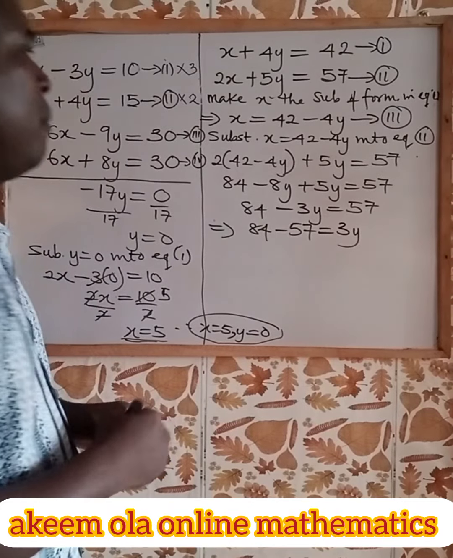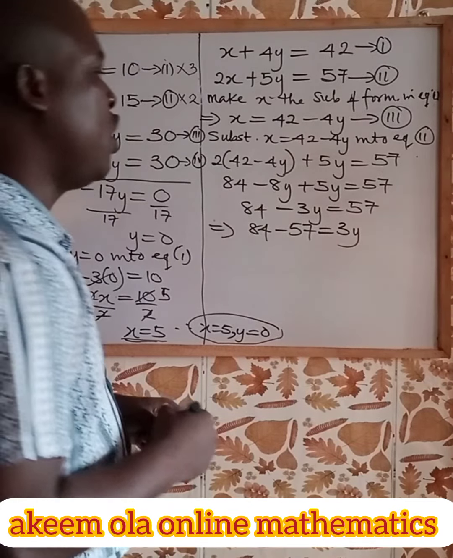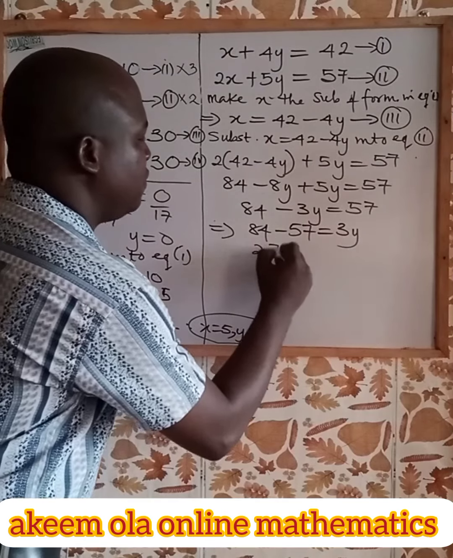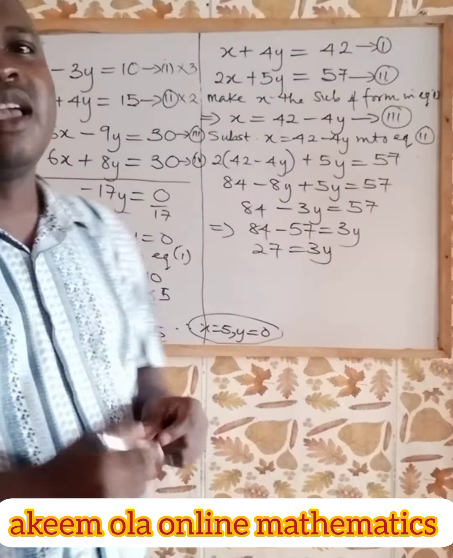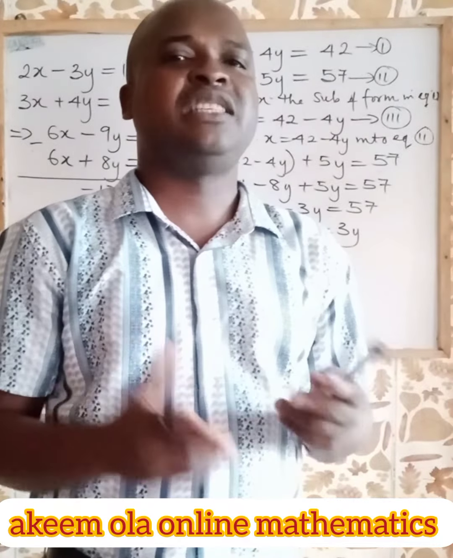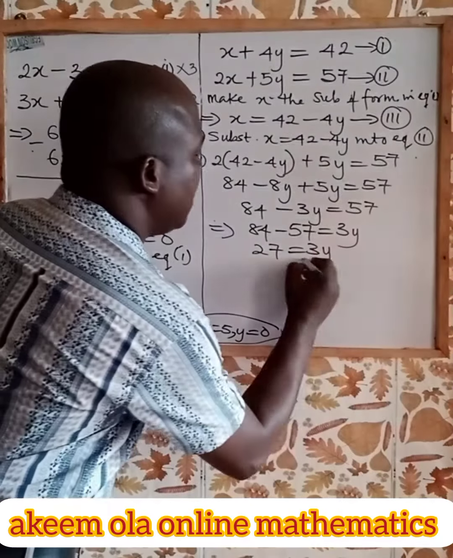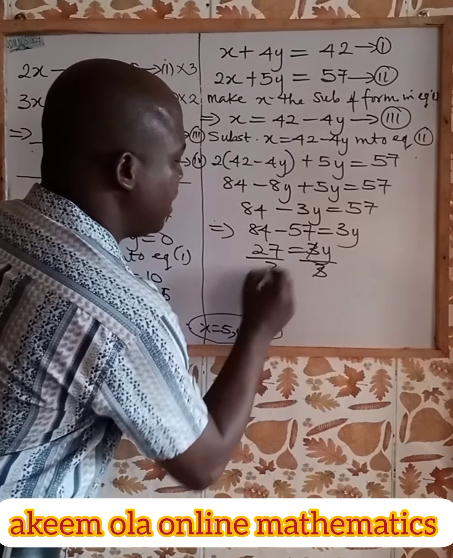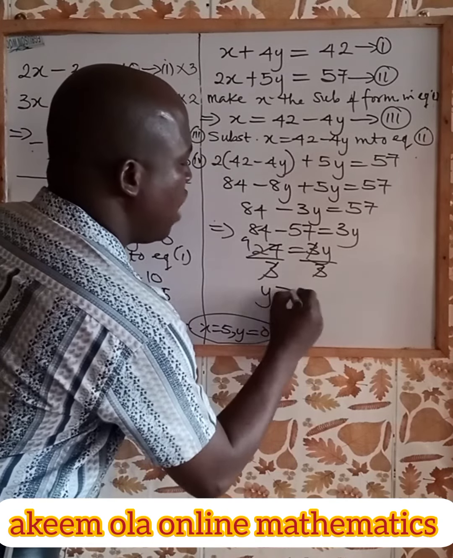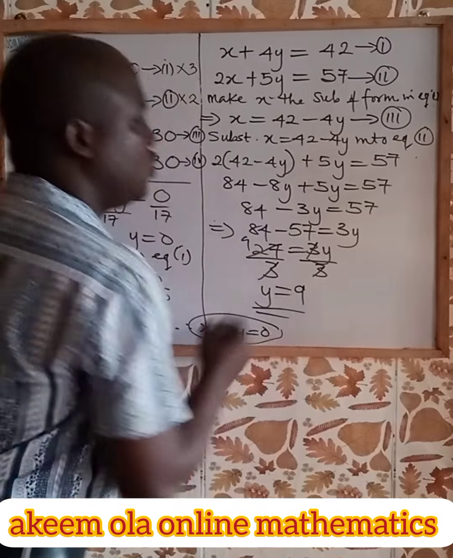What is 84 minus 57? That will, of course, give us 27. So 27 is now equal to 3y. I can now divide both sides by 3. So we have divide by 3 and divide by 3. 3 will cancel. So our y now, 3 here is 9. Our y is now equal to 9.